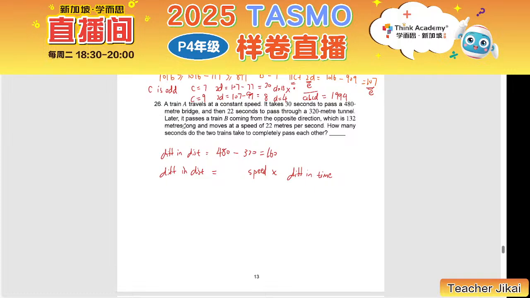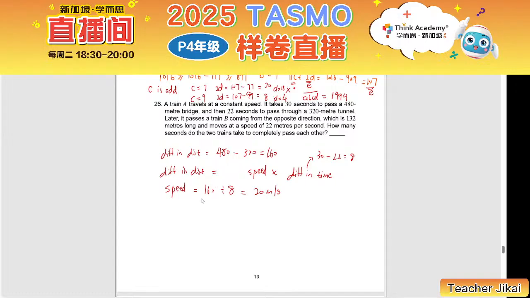This one, right? So we know the difference in distance, it will be equal to speed times difference in time, and we know the speed. We don't know. How about the difference in time? This one we know it, right? First, it passed a bridge by 30 seconds, and then it passed a tunnel by 22 seconds. So we know this one is just 30 minus 22, will give you 8, right? So we know the speed. The speed is 160 divided by the time here, 8. So it is like traveling 20 meters per second, right? It's traveling 20 meters per second.